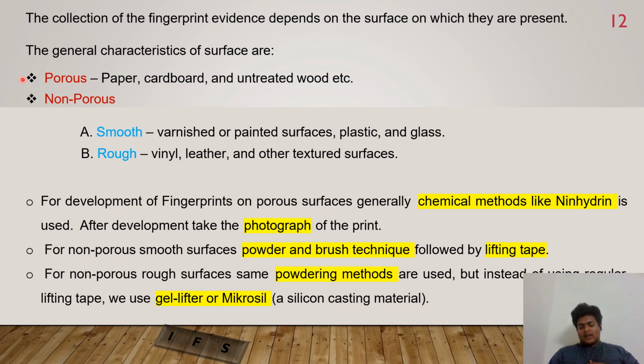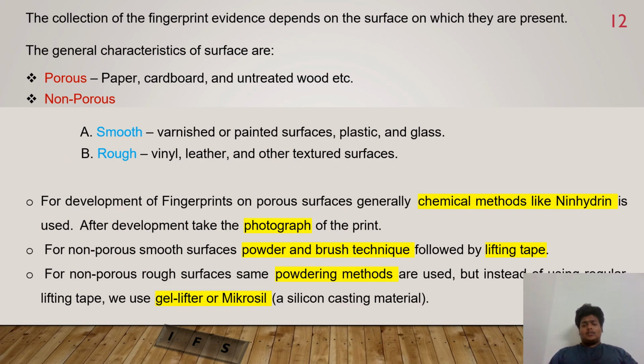So there are various types of surfaces, such as porous surfaces, non-porous surfaces, and semi-porous surfaces. Porous surfaces are such as paper, cardboard, and untreated wood. Non-porous surfaces are again categorized into smooth non-porous surfaces and rough non-porous surfaces. In smooth non-porous surfaces, examples are painted surfaces, glass, plastic, fiber, and in rough non-porous surfaces we have vinyl, leather, and other textured surfaces such as textiles, etc.